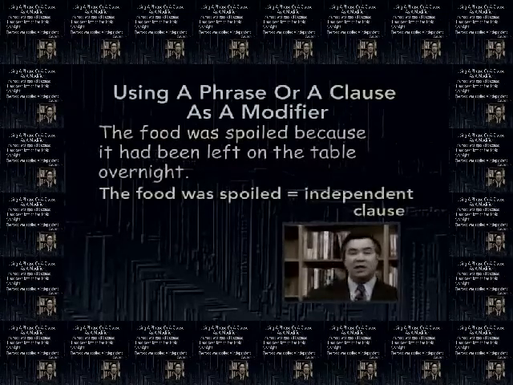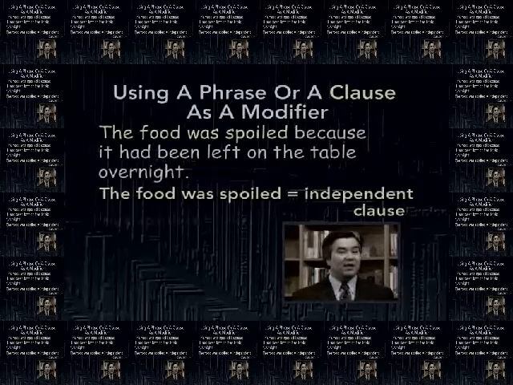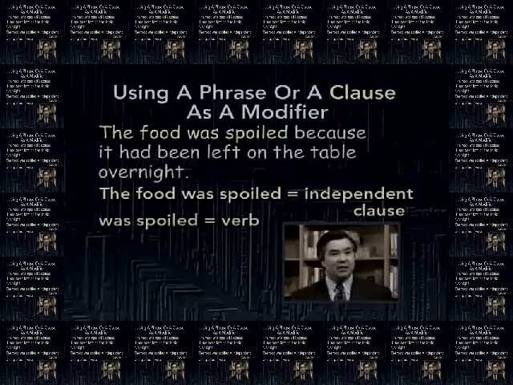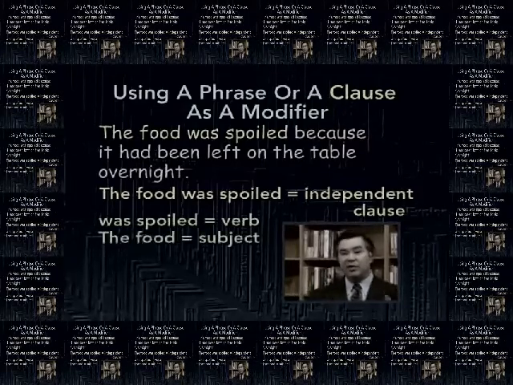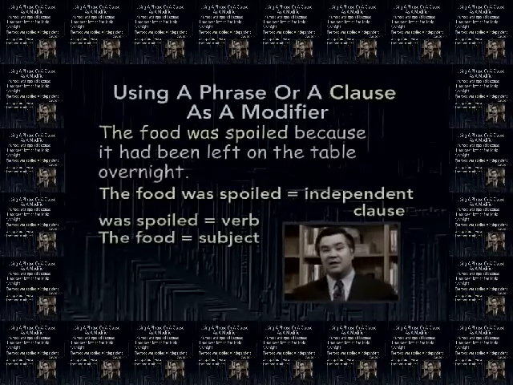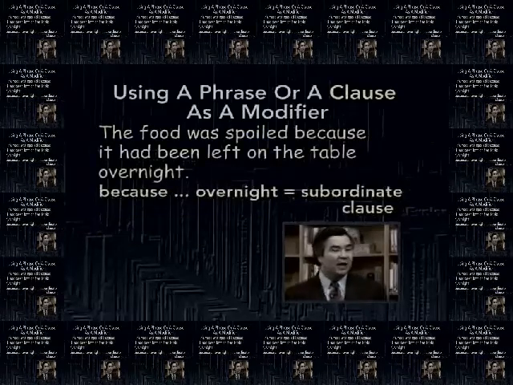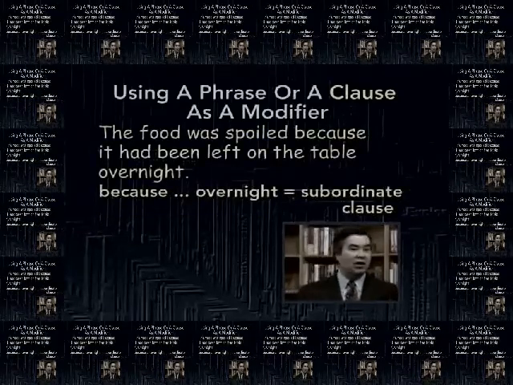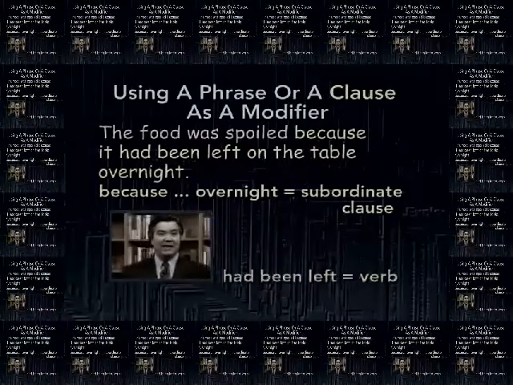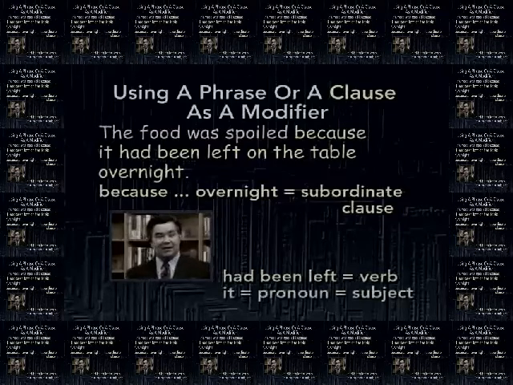This is a clause unto itself because it contains a subject and a verb. The verb is was spoiled, a two-word verb phrase. The subject, food or the food. So the food was spoiled is a clause. It could even stand alone as a sentence. But then we have another clause. Because it had been left on the table overnight is also a clause. It also contains a subject and a verb. The verb is the phrase had been left, and the subject is the pronoun it.